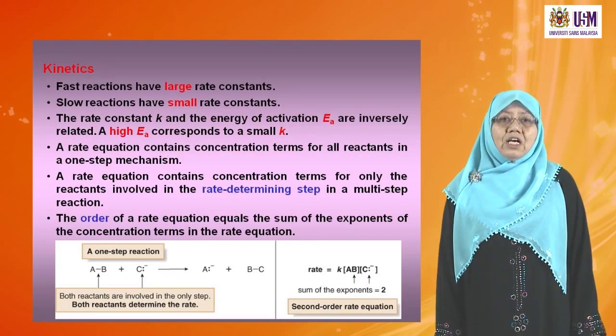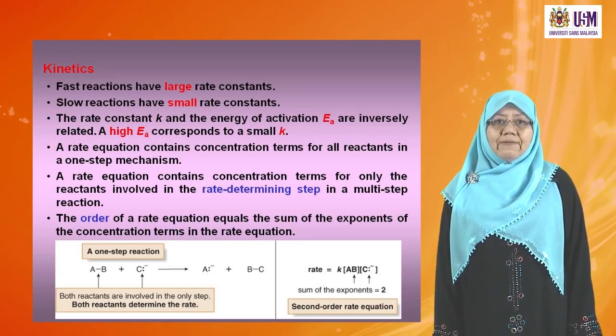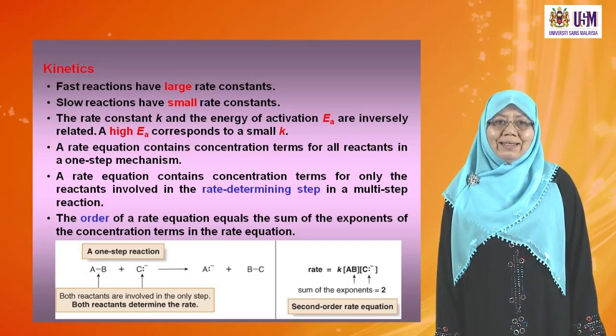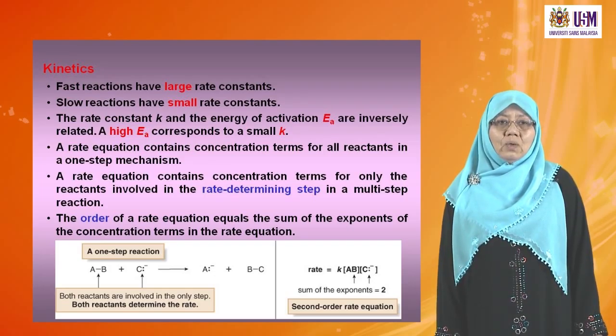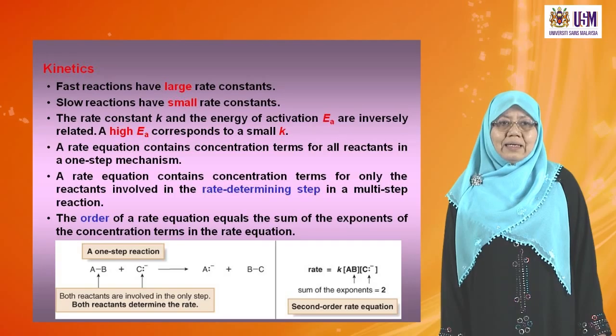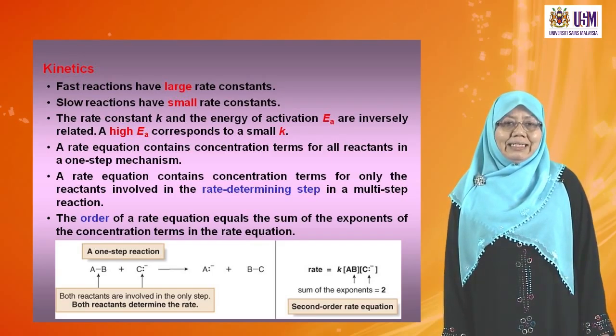Fast reactions have large rate constants. Slow reactions have small rate constants. The rate constant K and the energy of activation EA are inversely related. A high EA corresponds to a small K. A rate equation contains concentration terms for all reactants in a one-step mechanism. A rate equation contains concentration terms for only the reactants involved in the rate determining step in a multi-step reaction. The order of a rate reaction equals the sum of the exponents of the concentration terms in the rate equation.